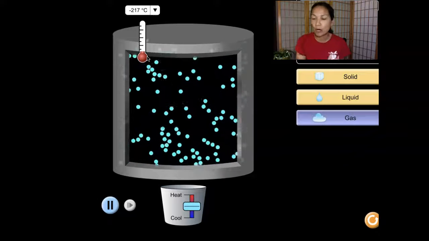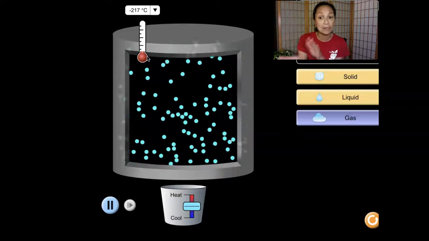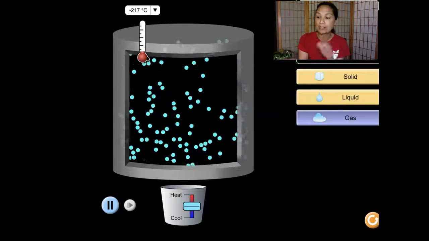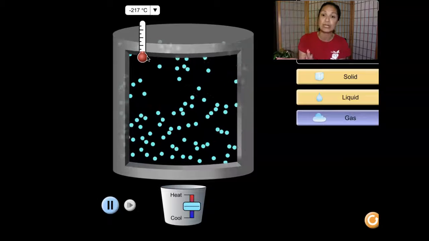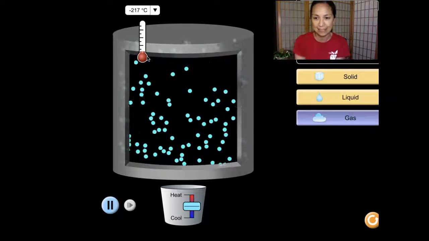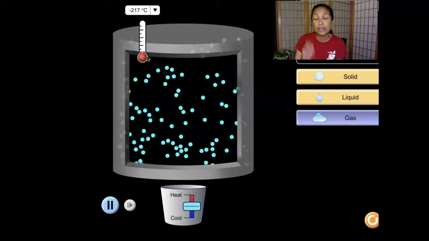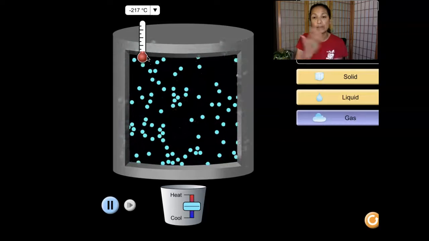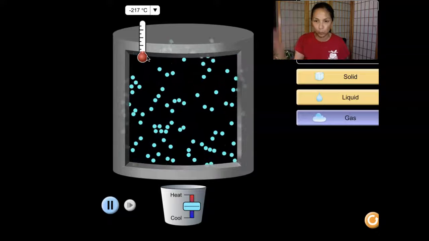Same thing if you are holding on to ice. You would know that the ice melts in your hand because the thermal energy from your hand, which is warmer than the ice, is now being transferred to the ice. All right, so that is the direction of heat. The direction of heat flow is always from warm to cool. If there's no heat source, it's always from warm to cool.